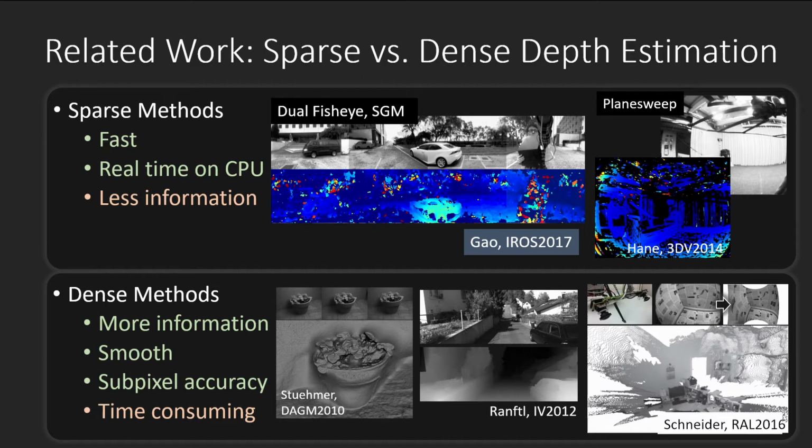Most dense methods are applied on perspective cameras such as Sumer in 2010 and RAMF in 2012. Recently, Schneider presented an evaluation of dense techniques using wide field of view cameras. Compared to sparse methods, dense methods are more time-consuming and mostly require modern GPUs for real-time processing.